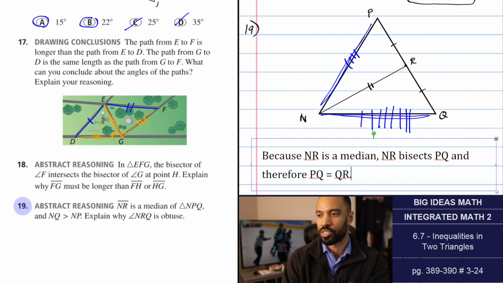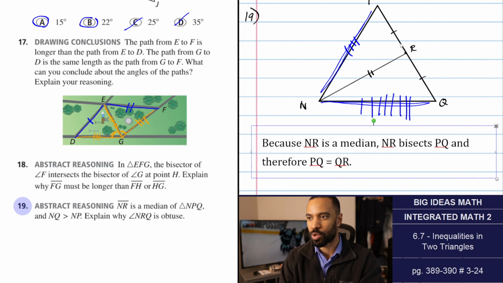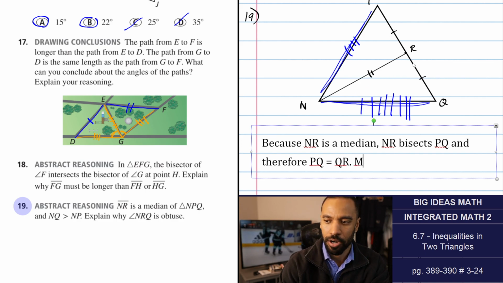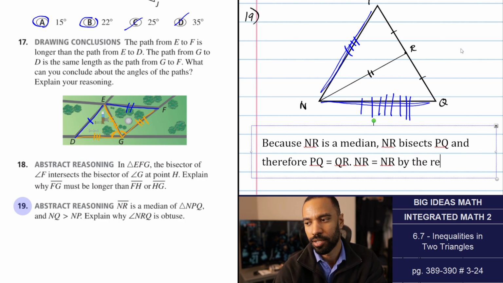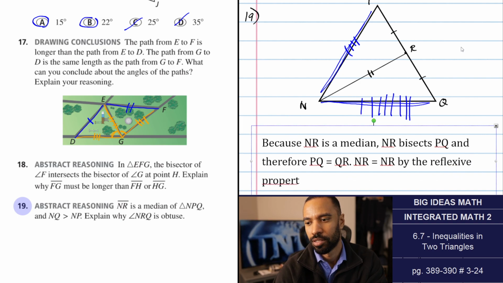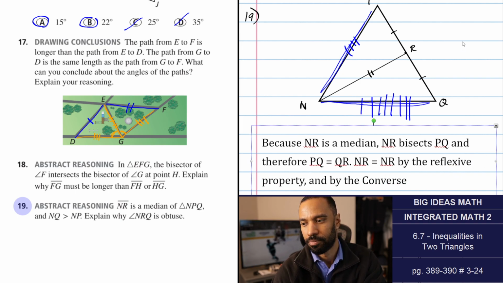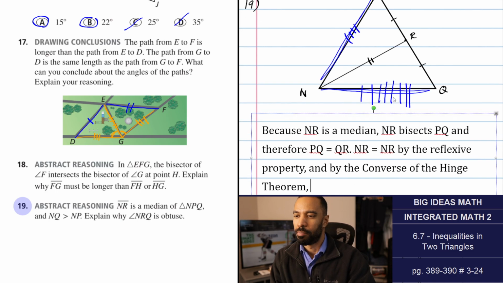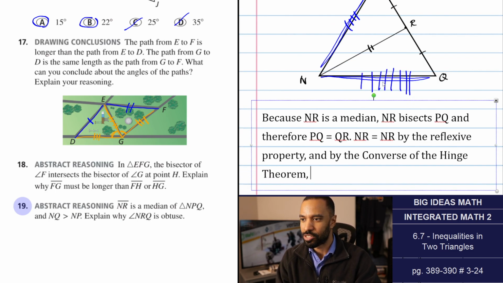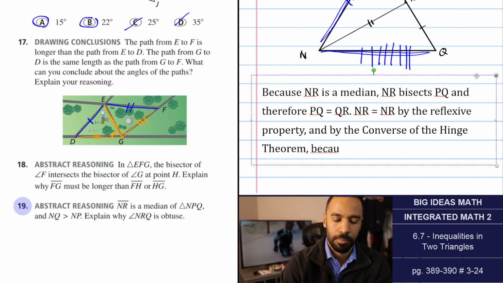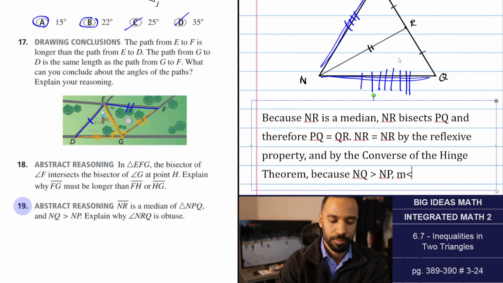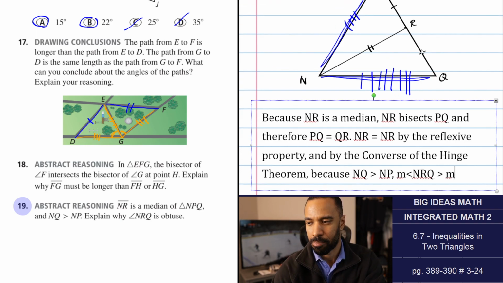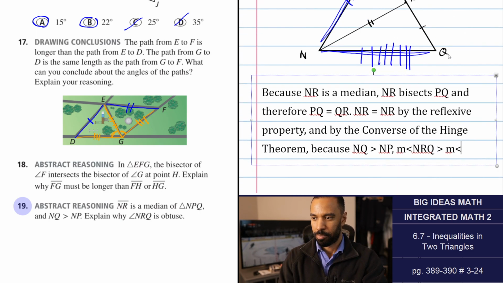I can probably put all the congruence and things like that in a bit. I just want to get these things set up. So that's why I mark these two congruent, because it's a median. NR is congruent to itself. They never said prove it, but I'm setting things up by the reflexive property. And by the converse of the hinge theorem, and I know I'm going back and forth on what I'm typing, what I'm doing. Basically, because NQ is bigger than NP, measure of angle NRQ is bigger than measure of angle NRP.